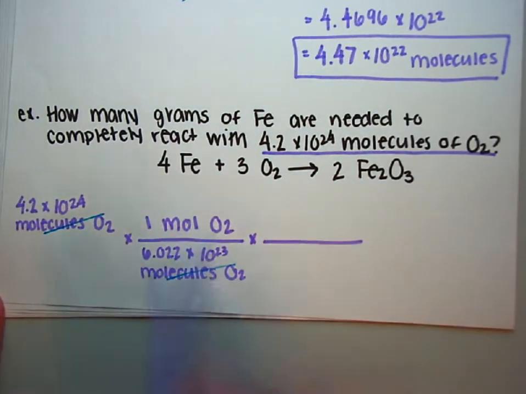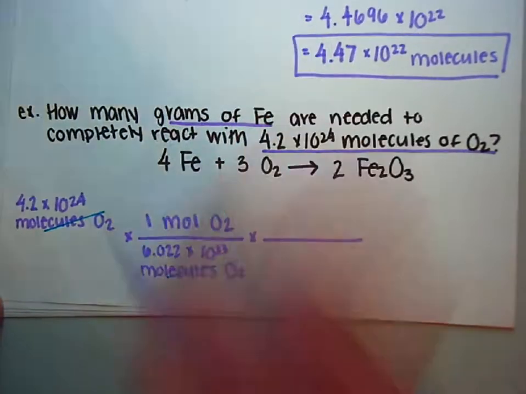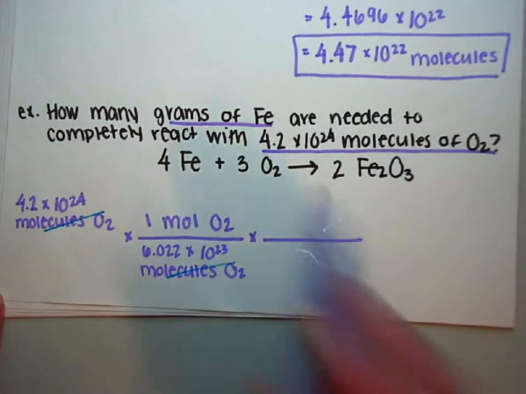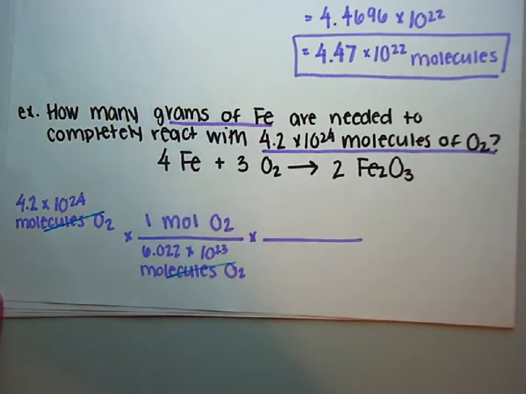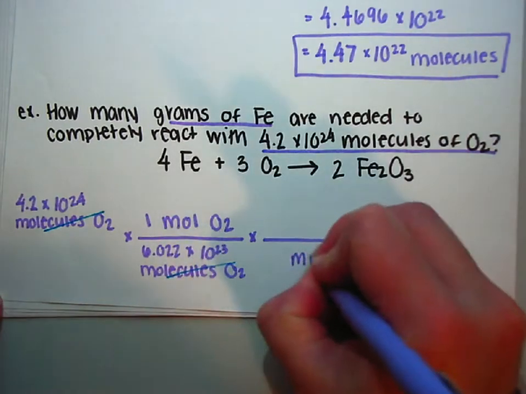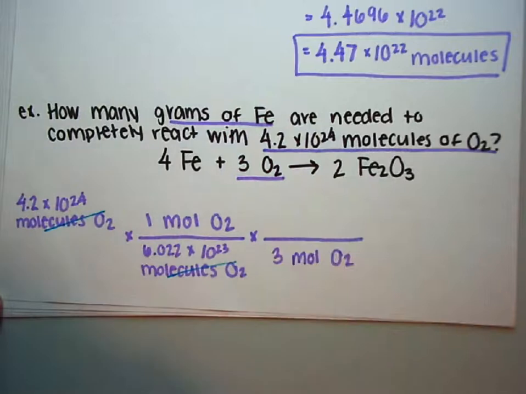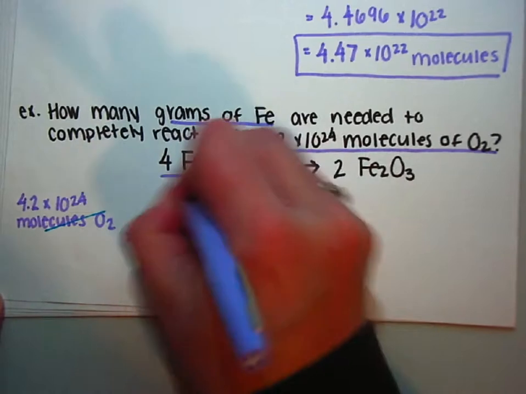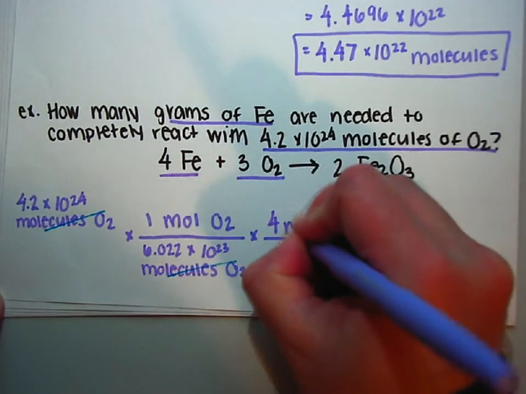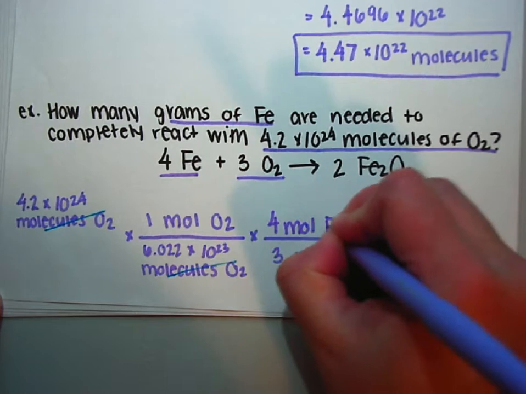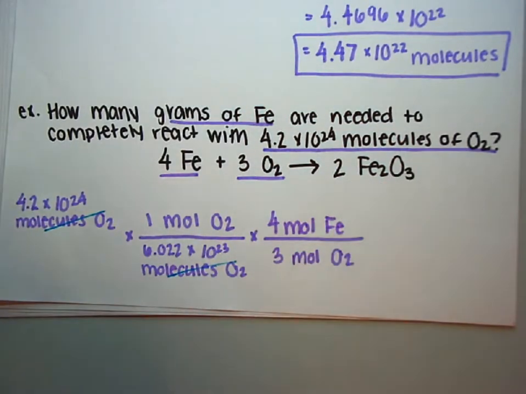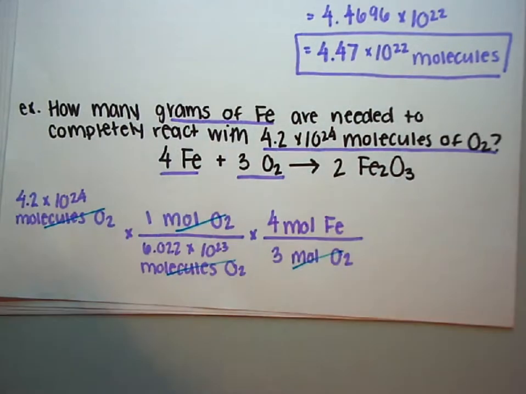I'm at moles of oxygen, but I need grams of iron. I'm starting with oxygen, solving for iron. I have 2 different substances, so we need a mole ratio. Both the unit and the substance have to cancel. So moles of oxygen will go in the denominator, and based on my balanced reaction, I have 3 of them. Whatever you're solving for goes in the numerator. I'm solving for iron. I have 4 moles of iron. Moles of oxygen divided by moles of oxygen cancel.